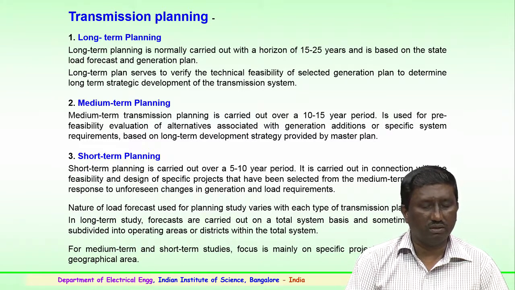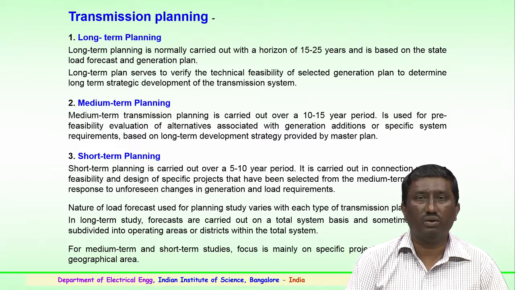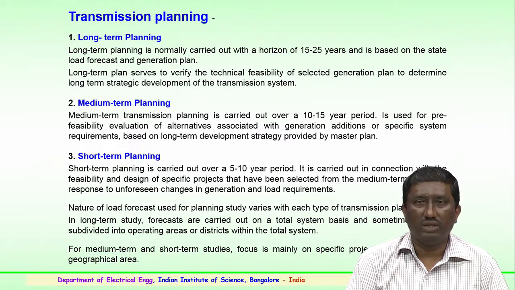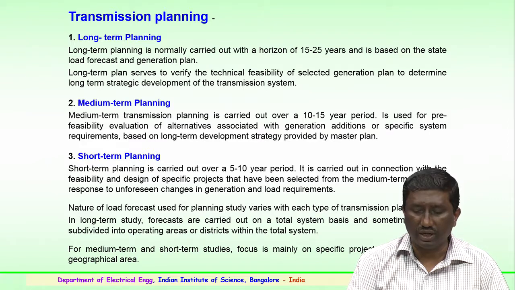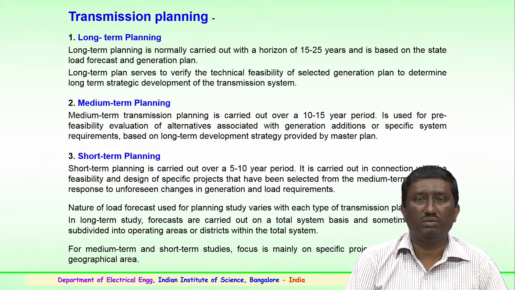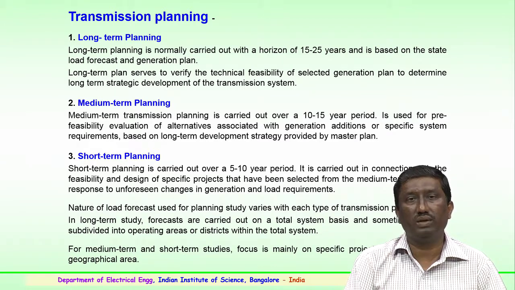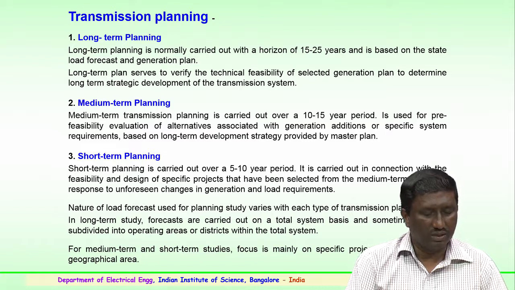The next is the medium term planning. The medium term planning is carried out anywhere between 10 to 15 years. The long term is 15 to 25, here the medium is for a 10 to 15 year period, and is used for the feasibility evaluation of any alternatives associated with generation additions or specific system requirements, based on the long term development strategy provided by the first master plan, that is, the long term planning.